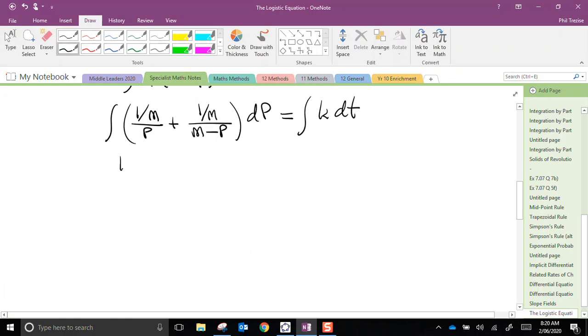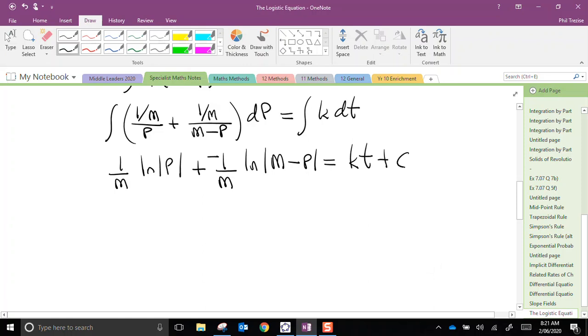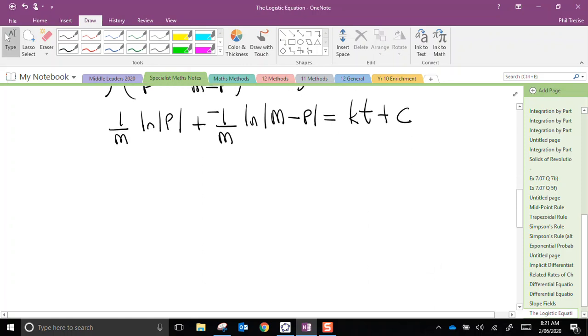So let's integrate now. I'd have 1 over m times the natural log of p. I beg your pardon, that's a p in there. Plus, we would have 1 over m times the natural log of m minus p. Now the derivative of m minus p is -1. Dividing by -1 means just that that term becomes negative. And that would equal k multiplied by t plus an arbitrary constant of integration.